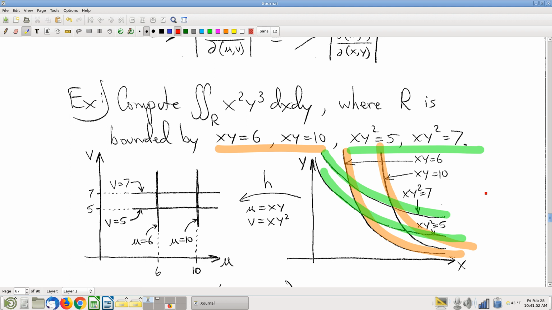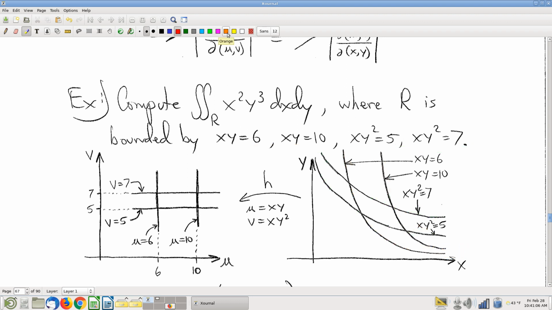Okay, so a couple of weird curves, and now let's talk about the region in question. Our region is going to be the region that's bounded by those curves, and we're just looking at the part in the first quadrant.